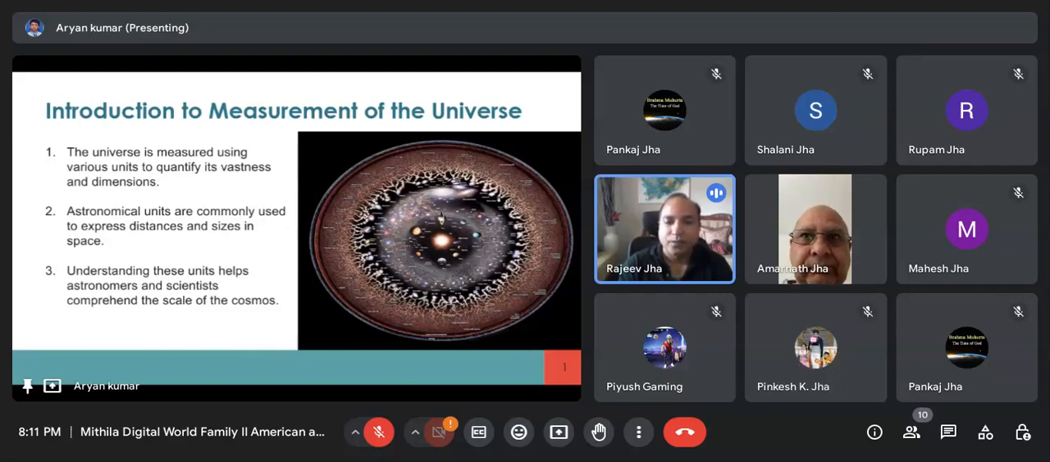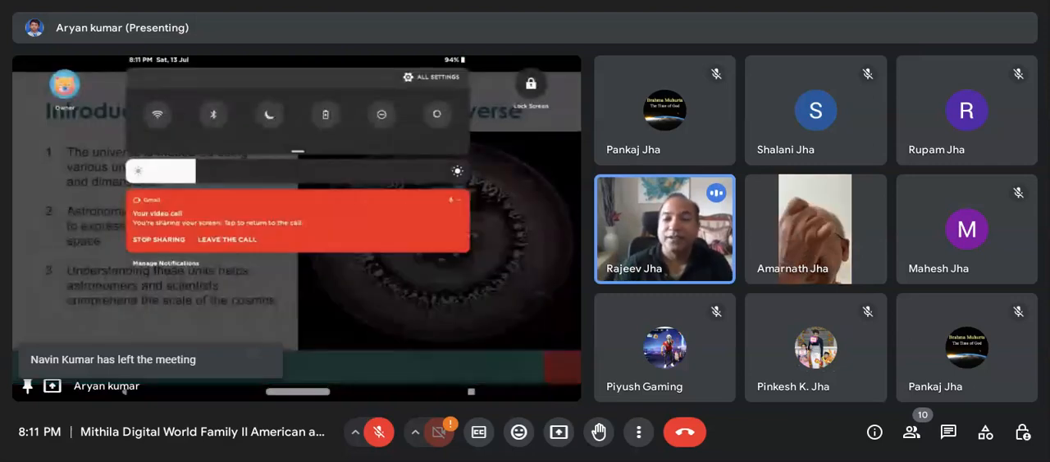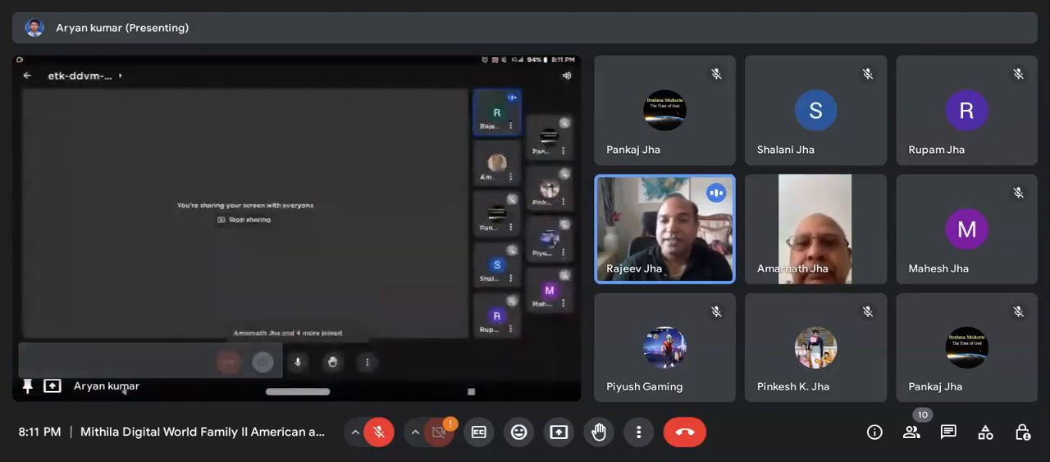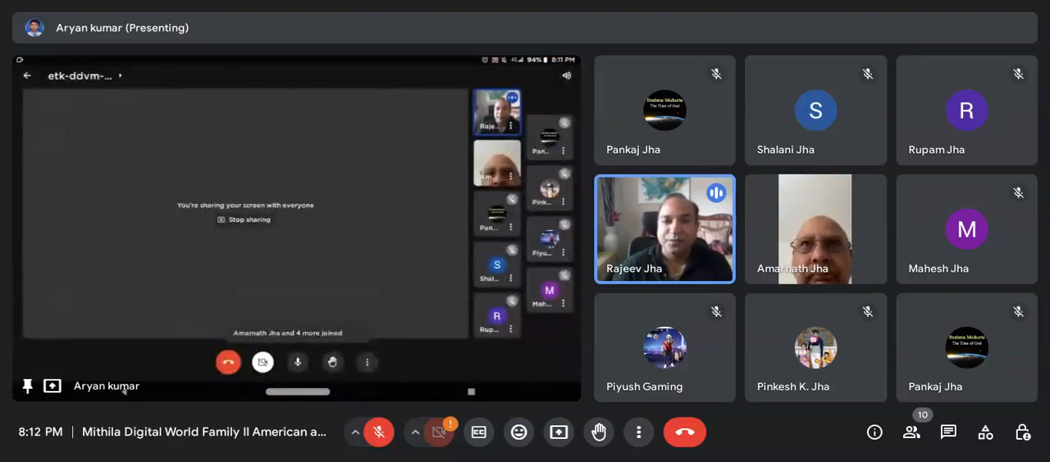And then Aryan can explain. It is also important to measure things like meters, liters, or kilograms, which we can see. After seeing any tree or anything, we can assume it's so many feet or meters. Think about what Aryan is talking about: measurement of the universe.